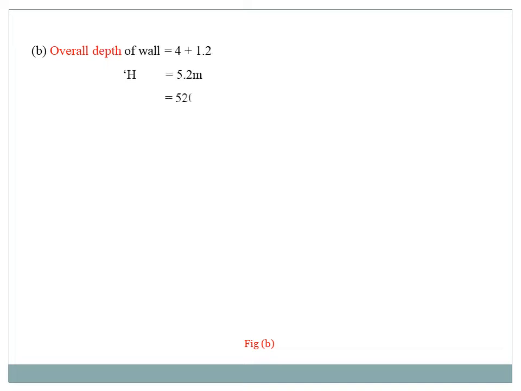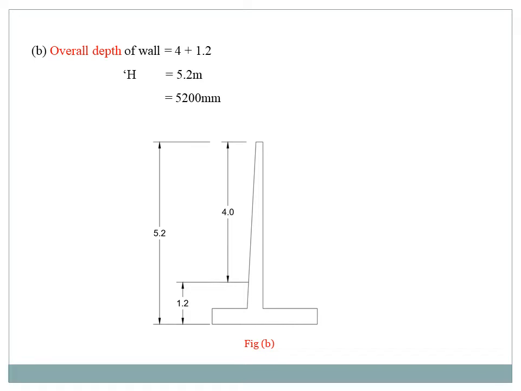The next is the overall depth of wall. Overall depth of wall is equal to 4 plus 1.2. See the diagram, 1.2 meter is the depth of foundation and 4 meter is the above ground level. Add 4 plus 1.2, we get 5.2 meter. This is our overall depth of wall.